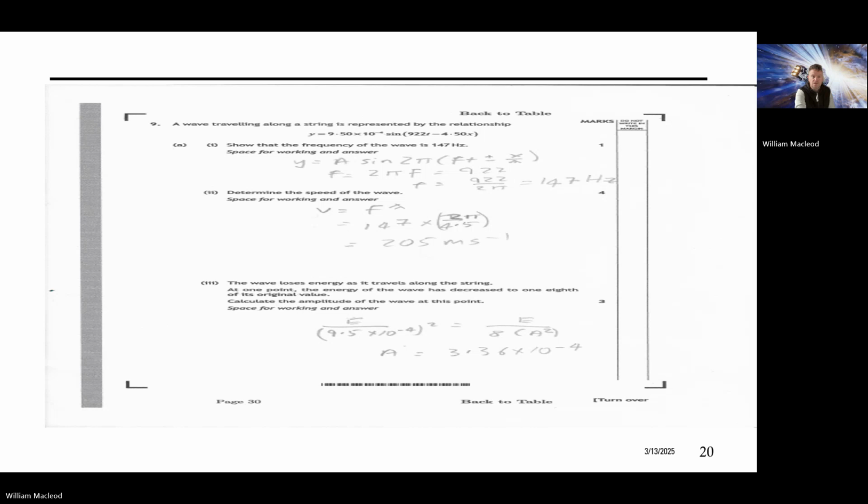Okay. A wave travelling along a string is represented by the relationship. So you've got the equation there. Show that the frequency of the wave is 147 hertz. So again, you compare that to your standard wave equation and you can work out from that what the frequency is. So I've written it down there, and it does indeed appear to be 147 hertz.